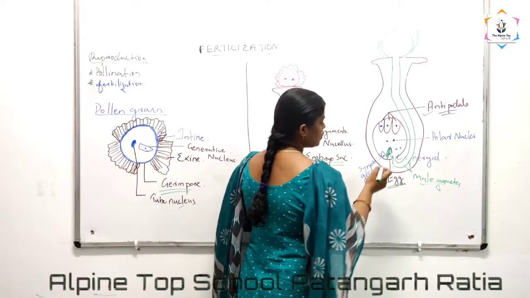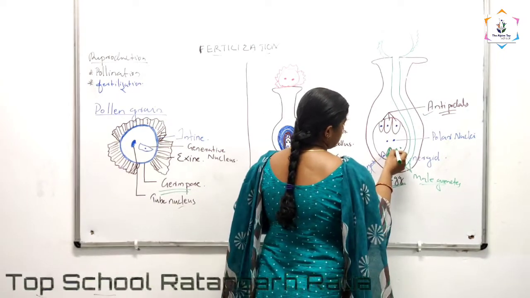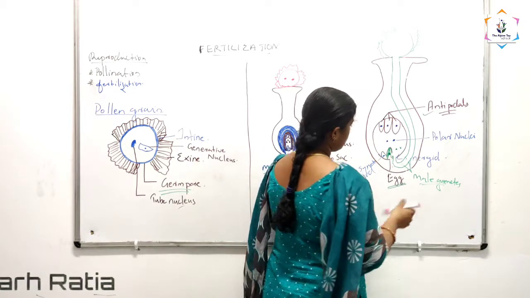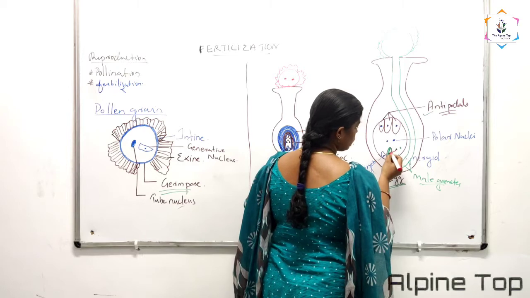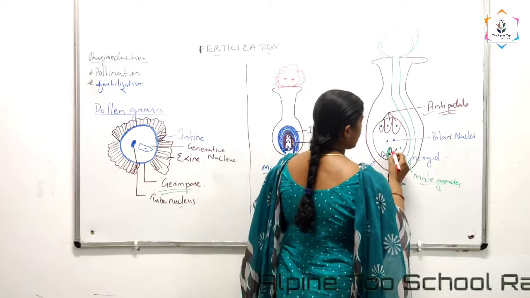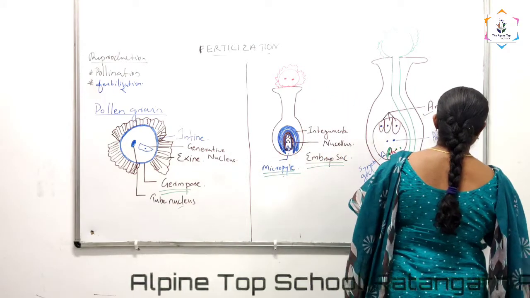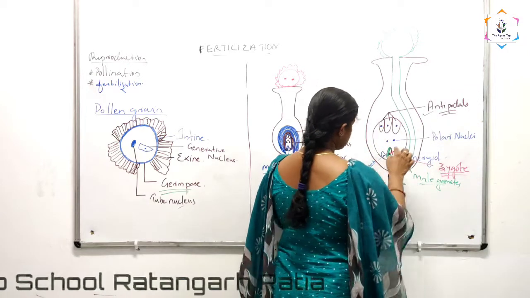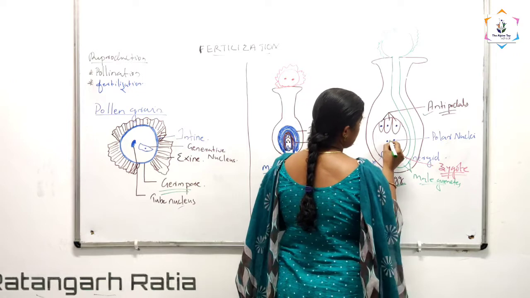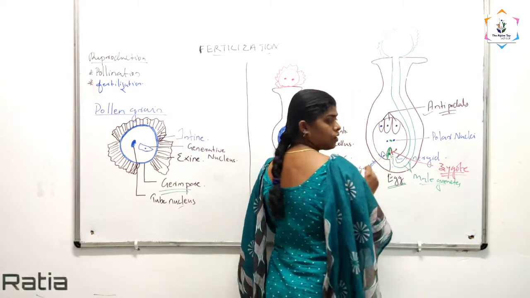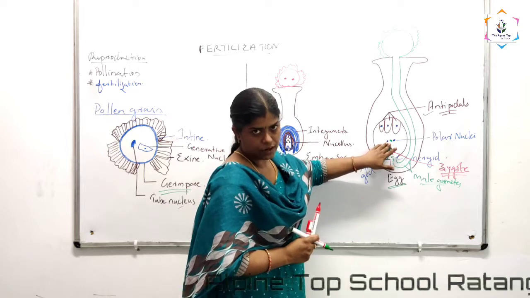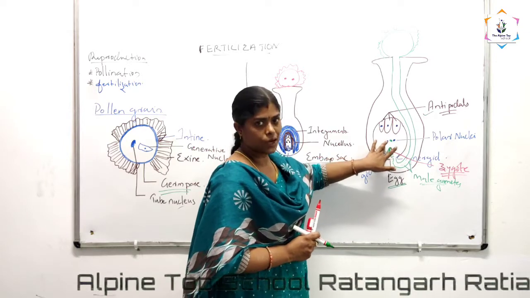One of the male nuclei will fuse with the egg cell, and it forms the zygote. The other male nucleus will fuse with the polar nuclei. Two nuclei were already there at the center, and now it became three nuclei.